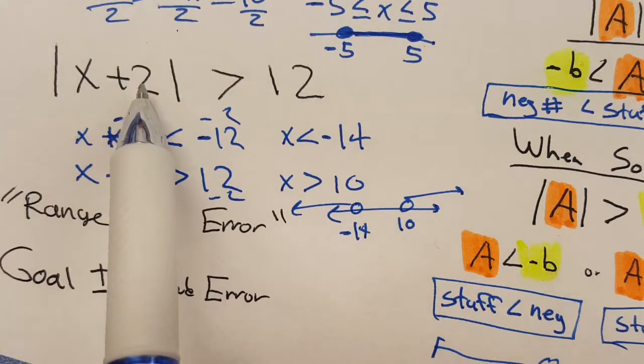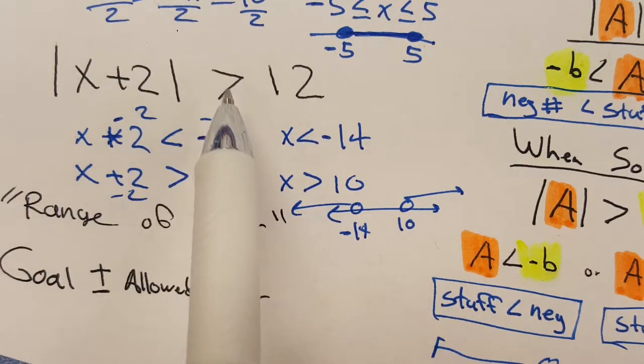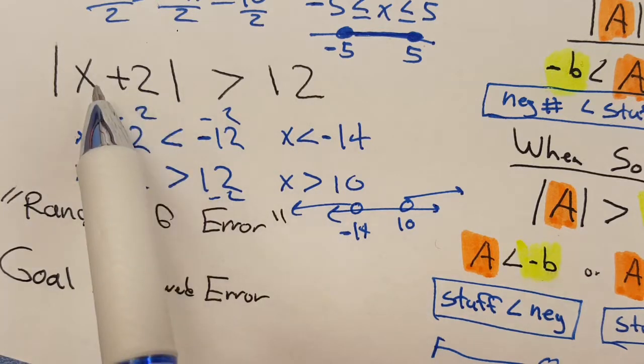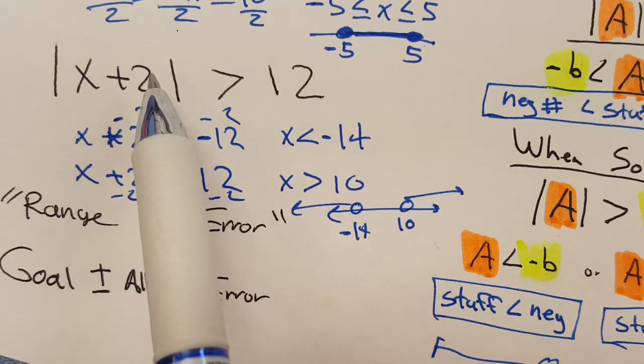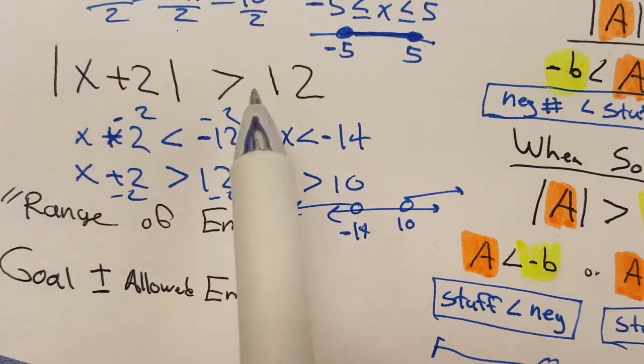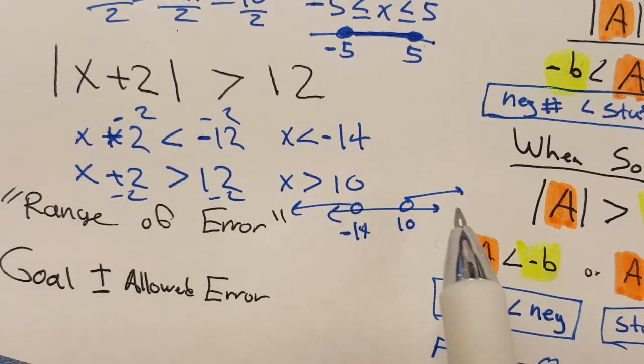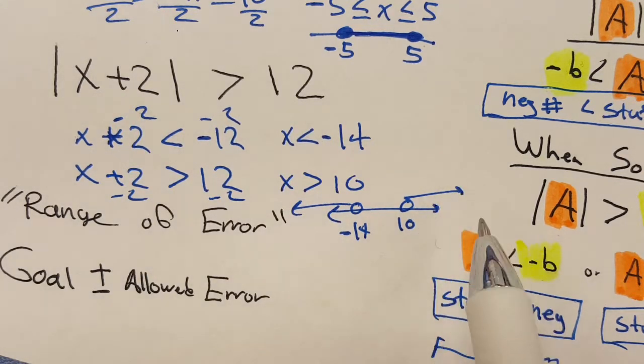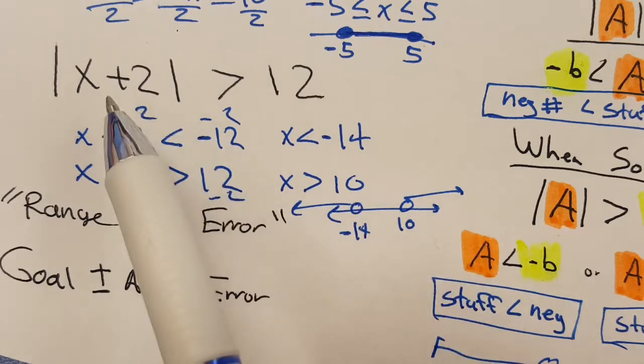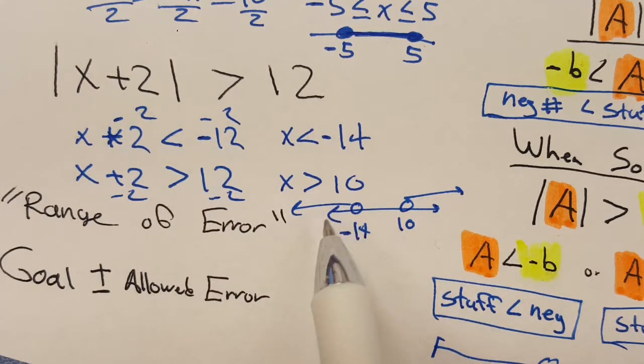Because 10 plus 2 is 12, and 12 is not greater than itself. If you tried negative 14, negative 14 plus 2 would be negative 12. The absolute value is 12 again, and 12 is not greater than itself. Everything past 10 will work, like 11, 12, 13. You plug those in, it'll work. Everything under negative 14 will work, like negative 15, negative 16.